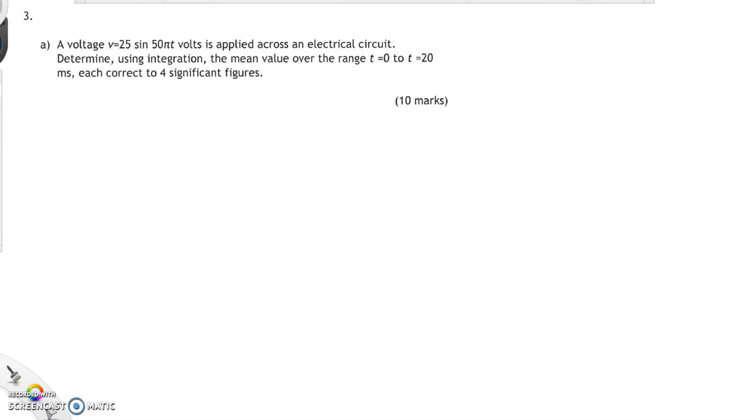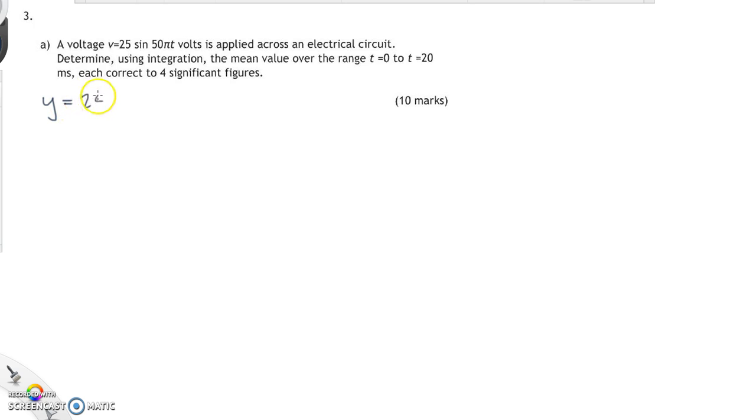Right, so we have voltage here equals 25 sine 50 pi t volts. Determine using integration the mean value over that range, each correct to 4 significant figures. What does that mean? Anyway, I'm inclined to do the root mean square thing here, so for handiness' sake, we're going to call this y instead of v.